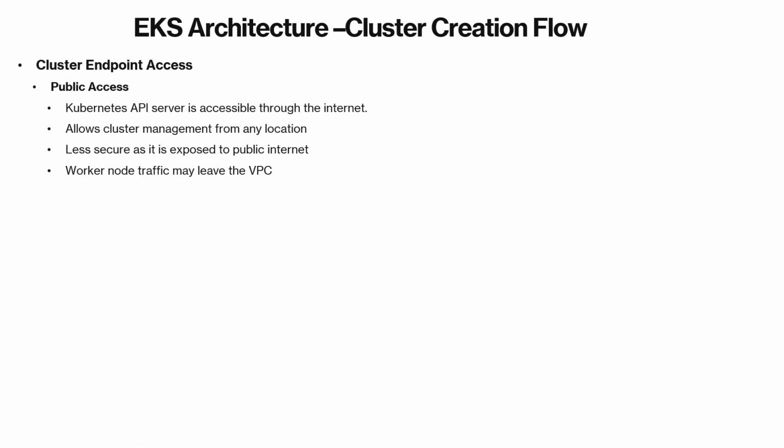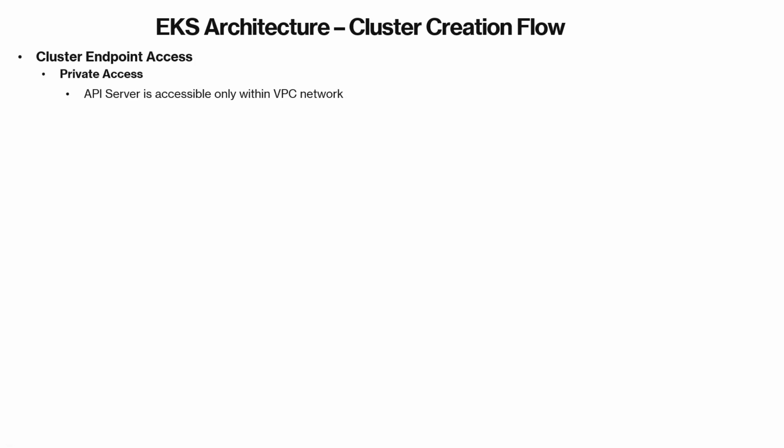Now, let's take a look at the cluster endpoint access. When configuring access to a Kubernetes API server, we have three options: public access, private access, or public and private access. Now, the public access makes the API server reachable over the internet. It's convenient for remote access, but less secure since worker node traffic may leave the VPC.